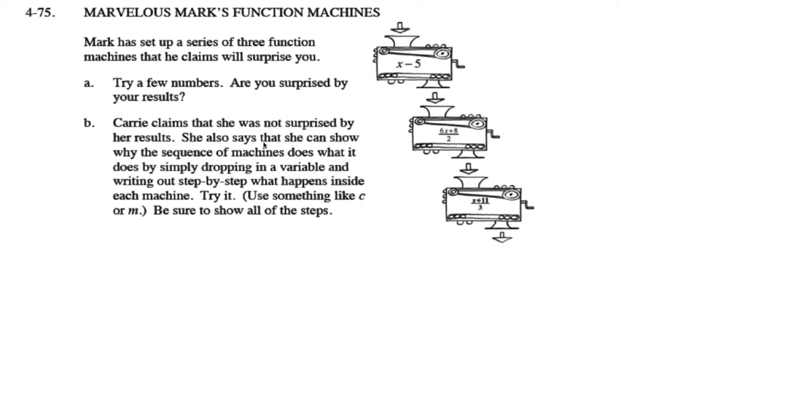She also says that she can show why the sequence of machines does what it does by simply dropping in a variable and writing out step by step what happens inside each machine. Try it. A little hint: use something like C or M. Be sure to show all of your steps. So, here we go.